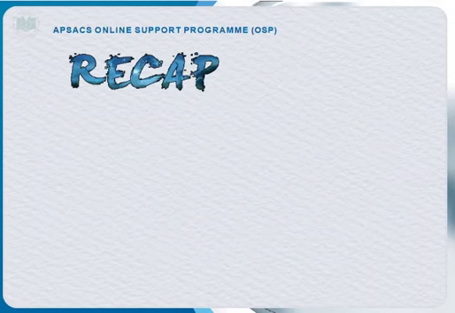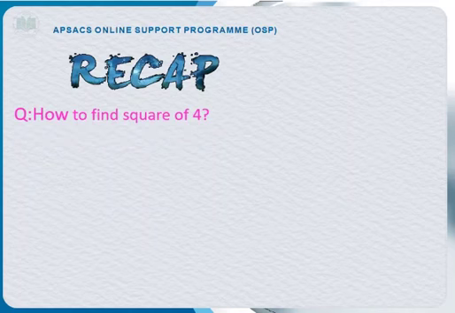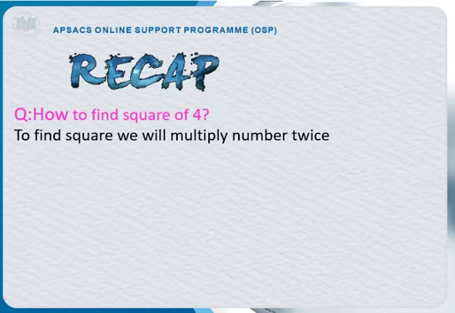Let's do a quick recap. Question is how to find the square of 4. What is meant by square? Square means to multiply that number 2 times. Okay, to find the square, we will multiply 4 2 times and you can write it as 4 to the power 2. And 4 times 4 is 16. So it means the square of 4 is 16.